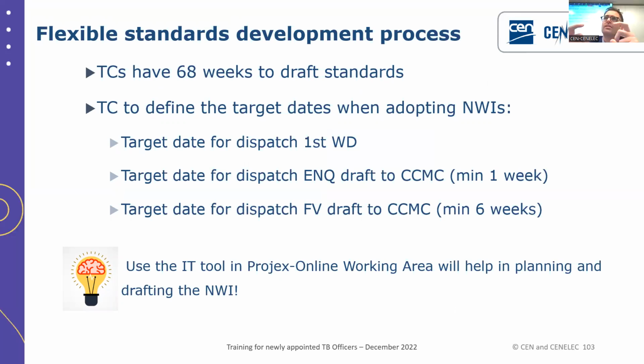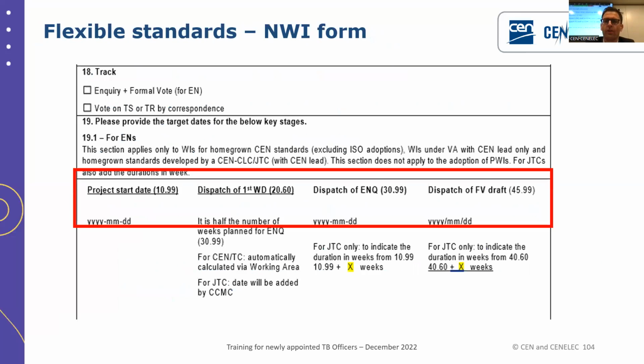What is very important is that you indicate how much time you need for the drafting process and what would be the target date to submit the document to inquiry. And you need as well to indicate the time you need to submit the document to CCMC for formal vote. So these dates, you need to discuss them with the working group, and they need to be included in the new work item form. The target date to dispatch the first working draft is basically half of the time that you would have for dispatching the document to CCMC for inquiry.